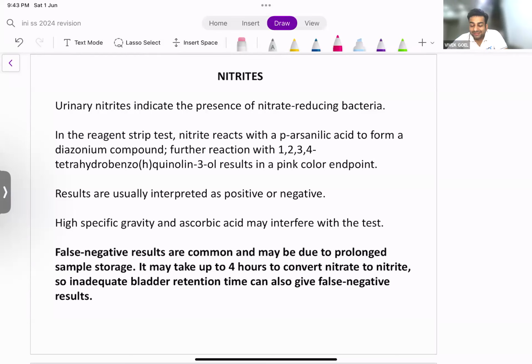So there could be false negative results due to prolonged sample storage. And please remember, it takes up to 4 hours to convert nitrate to nitrite. That is why I told you that a bladder incubation time of 4 hours is very, very important to give a true positive nitrite test. Otherwise, you will get a false negative nitrite test.